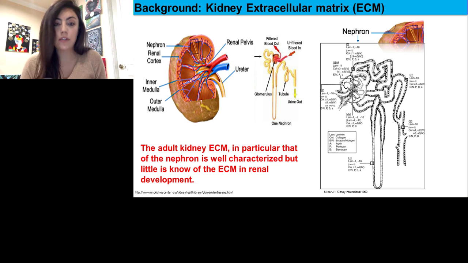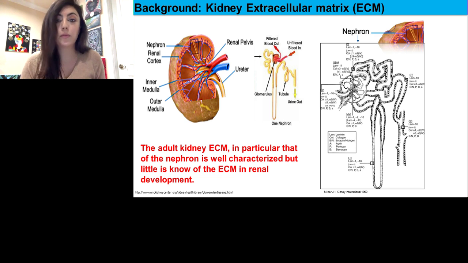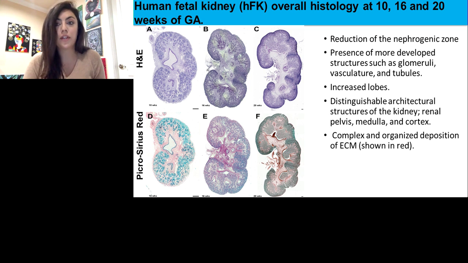So this brings up an important point: we do have a characterization of the ECM of the adult nephron in particular. However, little is known about the extracellular matrix in renal development. And that's what we wanted to do, to characterize the extracellular matrix in fetal development. And here we have a histology of fetal kidney at 10, 16, and 20 weeks.